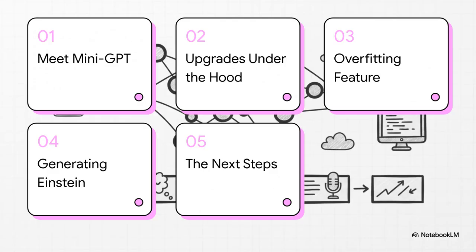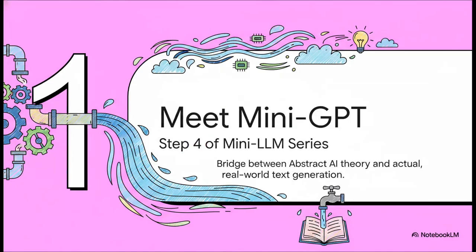So here's our roadmap for today. First up, 1. Meet the mini-GPT. Then 2. Upgrades under the hood. 3. The overfitting feature. 4. Generating Einstein. And finally 5. The next steps. Section 1.